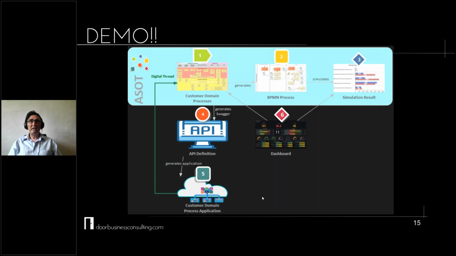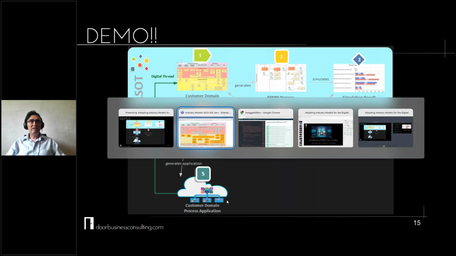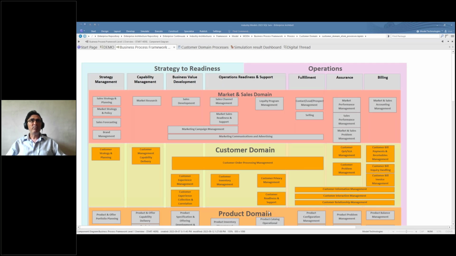Then we will generate from the same ETOM model a Swagger file, so an API, and based on that API, we will generate a full-fledged Python application, and then we will use a special technology that we have developed at Door Business Consulting to connect the model, the EA model, directly with an API. That is something completely new, and as far as I know, that has been never demonstrated before. So let's start our demonstration.